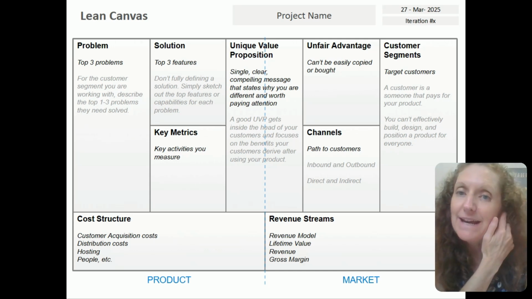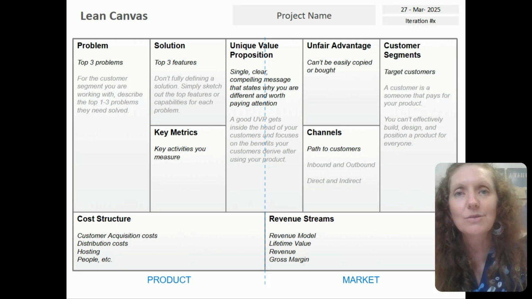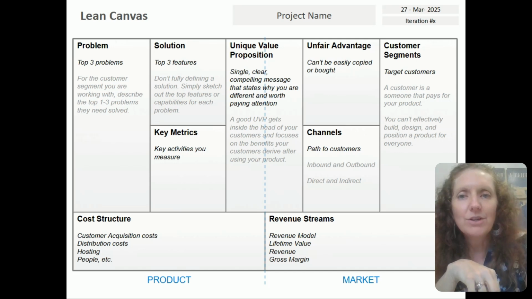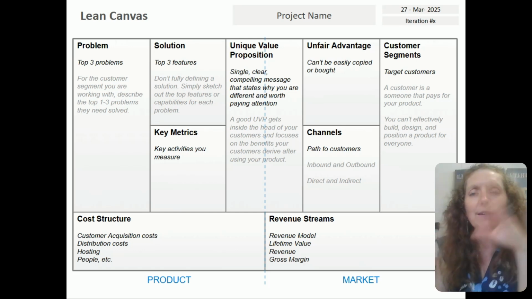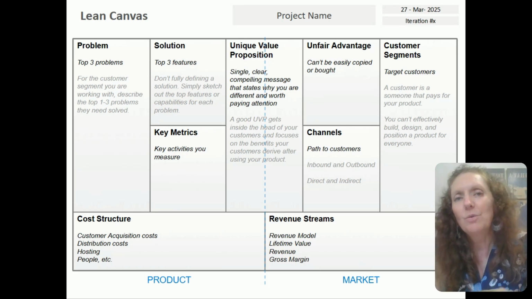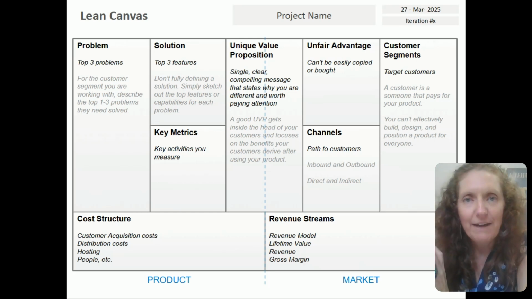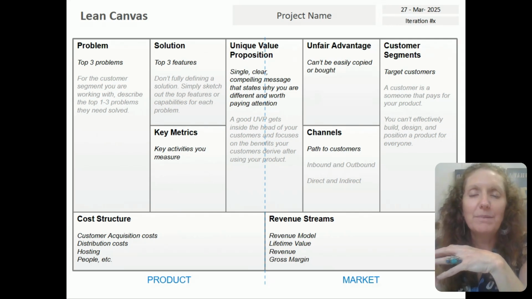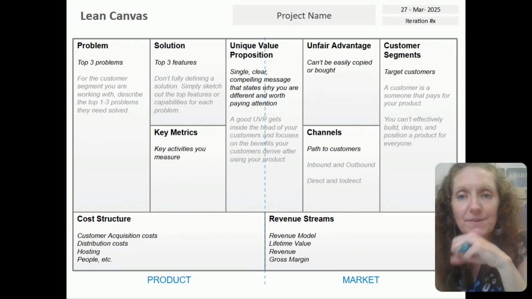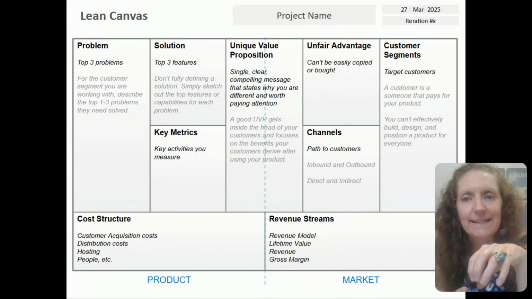So then the top 3 features of your product or service or business is where you play in the solution. So we don't fully define the solution. We just simply sketch out the top few features or capabilities that relate to each problem. So again, you're using customer segment to identify what the problems are for those customers, and then what the solutions that your product or service or a business provides to those problems. And you see how they relate together.